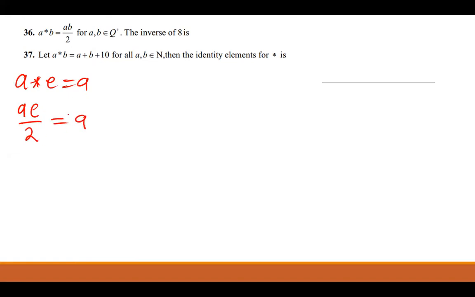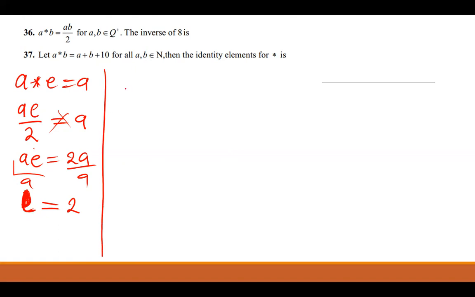When I do the cross multiplication there, I'm going to have AE is equal to 2A. Then when I divide by A on this side, and on this side by A, my E, which is the identity element, will simply remain as 2. So my identity element will remain as 2. So the identity element is just going to be 2. Now that I've found the identity element, it's easier for me to find the inverse.